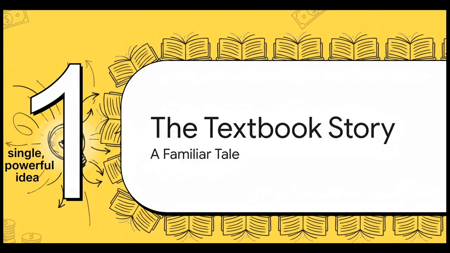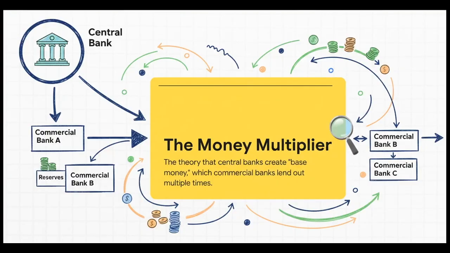This is the story a lot of us probably heard in school, and it all hinges on one big, powerful idea. It's called the money multiplier, and the theory goes something like this. The central bank starts things off by creating what's called base money or reserves. Then the commercial banks, the ones on our street corners, take those reserves, they're required to keep just a small piece of it, and then they lend out the rest. That loan then gets deposited in another bank, which does the exact same thing, and on it goes, multiplying that initial chunk of money across the whole economy.